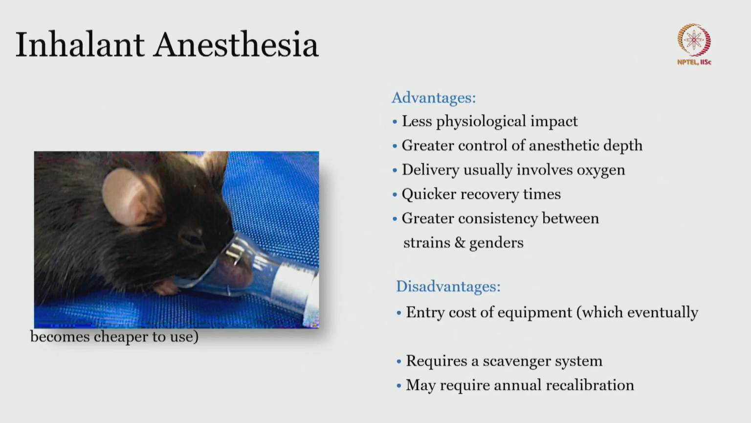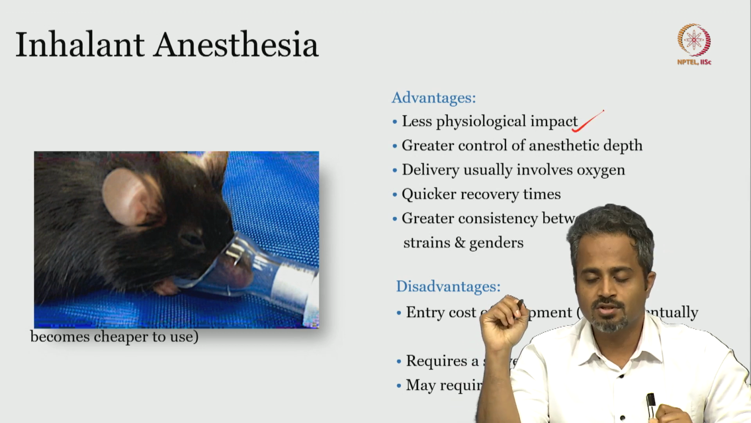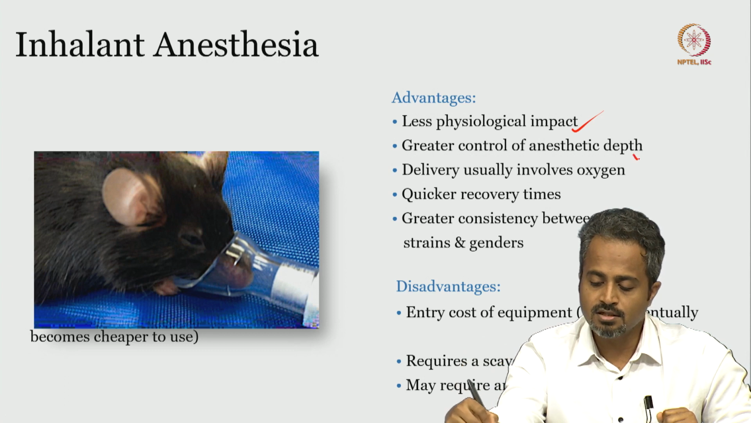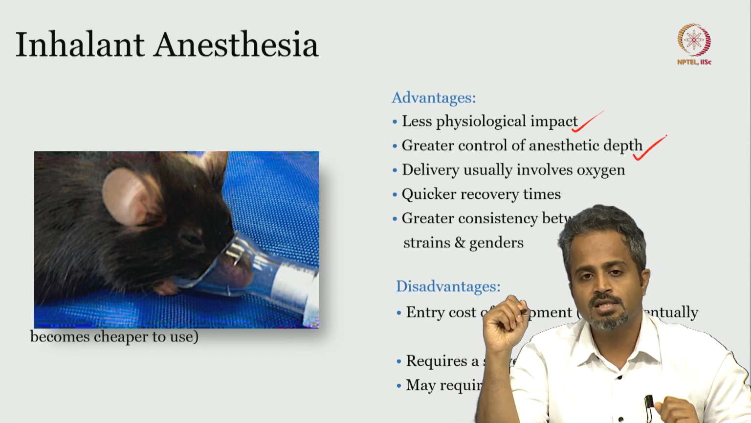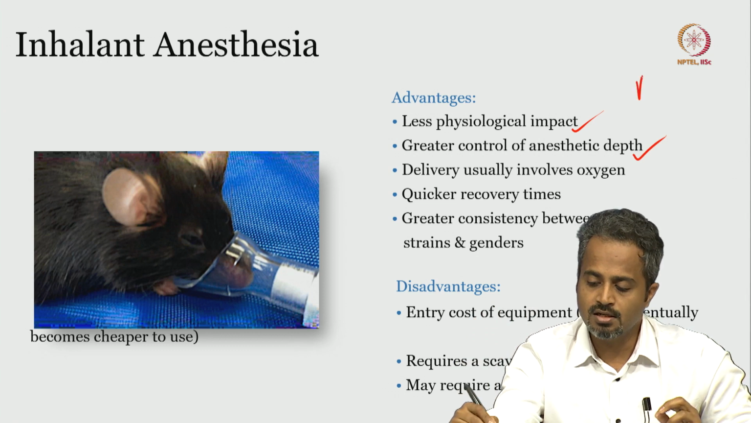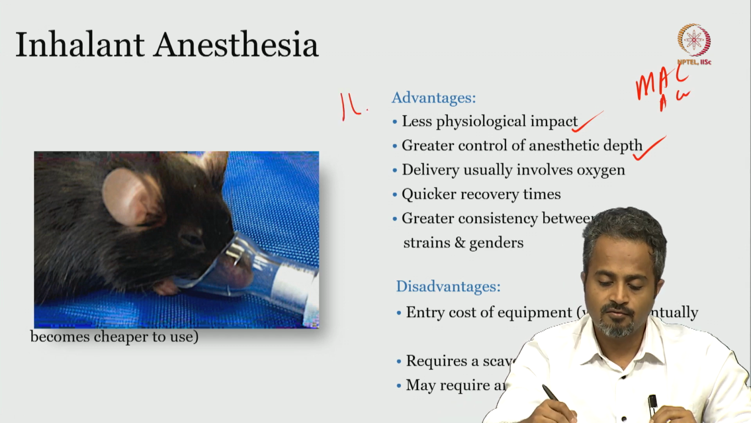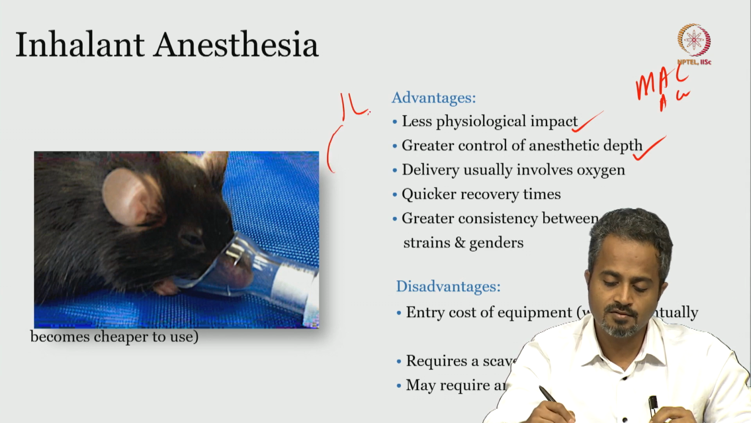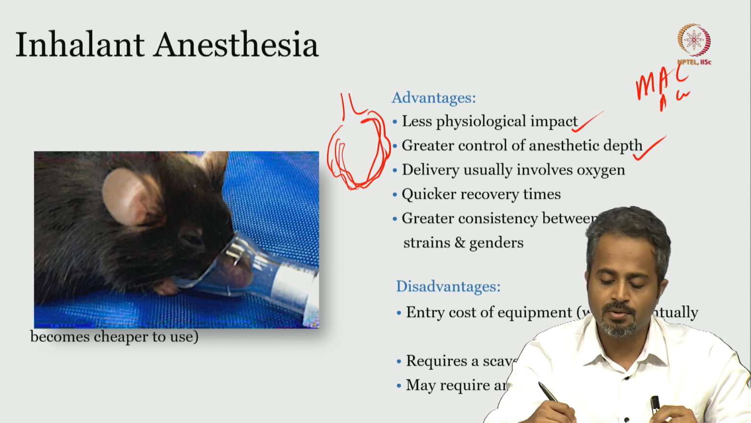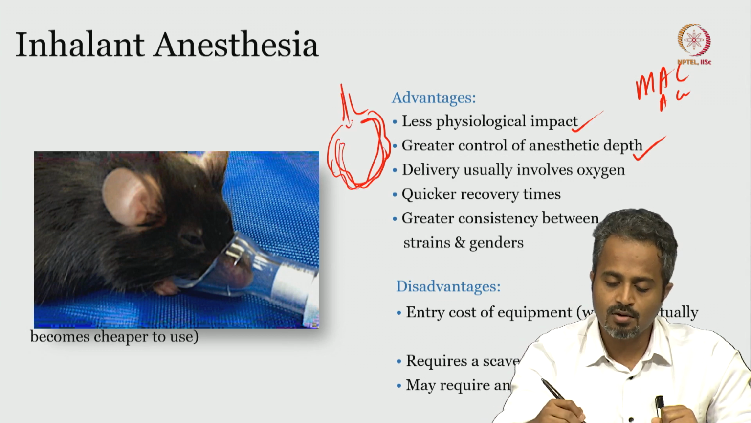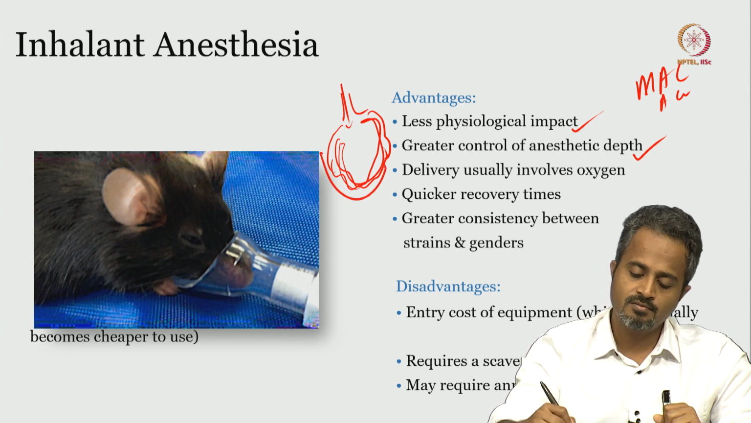All right. So let us look at the inhalant anesthesia advantages and disadvantages. There is significantly less physiological impact, and there is good control of the anesthetic depth. That is very important. We will look at the term called MAC, that is the minimum alveolar concentration. Okay, alveoli, for the non-biological category of students, is basically an end organ of the end pathway, I would say, where the air ends and where the gaseous exchange happens.